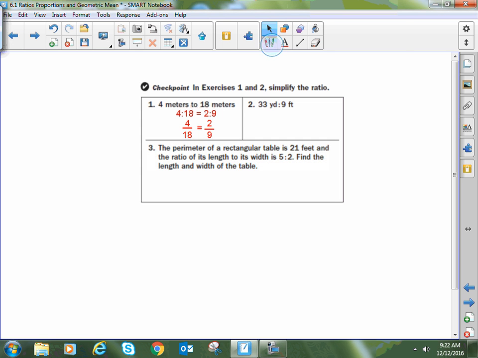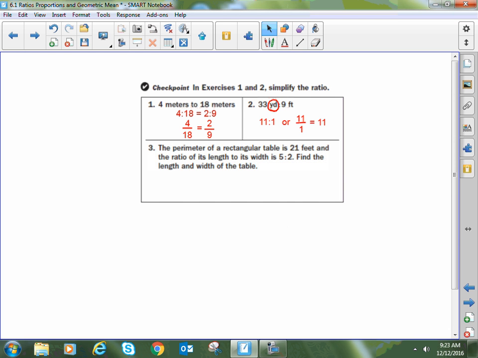On the next one, again, we're going to compare 33 yards to so many feet. It's 9 feet. So how many yards are in a foot? This one is not quite as well known as the fact that there's 12 inches in a foot, but there's 3 feet in 1 yard. So that basically gives me 99 feet compared to 9 feet, and 99 compared to 9 as a ratio simplifies to be 11 to 1.